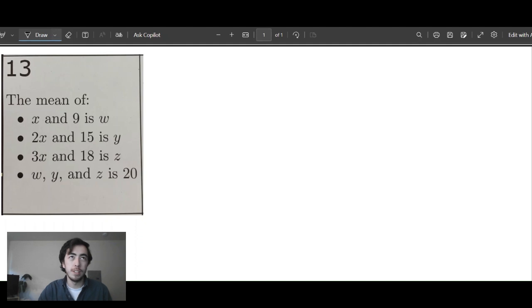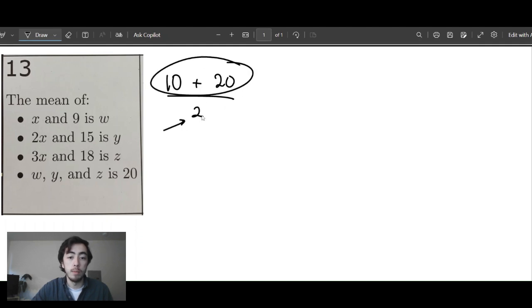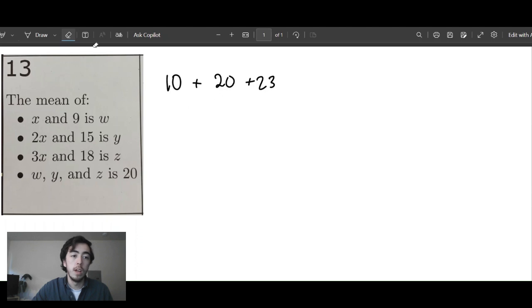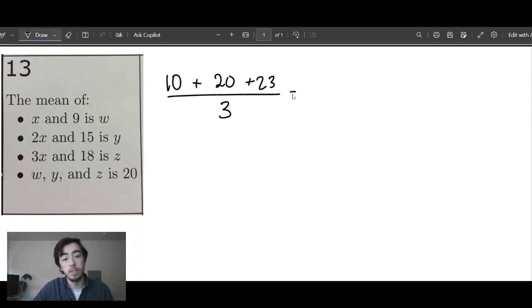So mean just means the average. To find the mean of 10 and 20, it's just the middle number, so it's 15. But a math strategy you can use to find an average is to add up all the numbers and then divide by the amount of numbers. And so here we get that number 15. If I tacked on, say, a 23 to this list and wanted to find the mean of these 3 numbers, I should just divide by 3 this time instead of 2. And so it would be whatever 53 over 3 is.